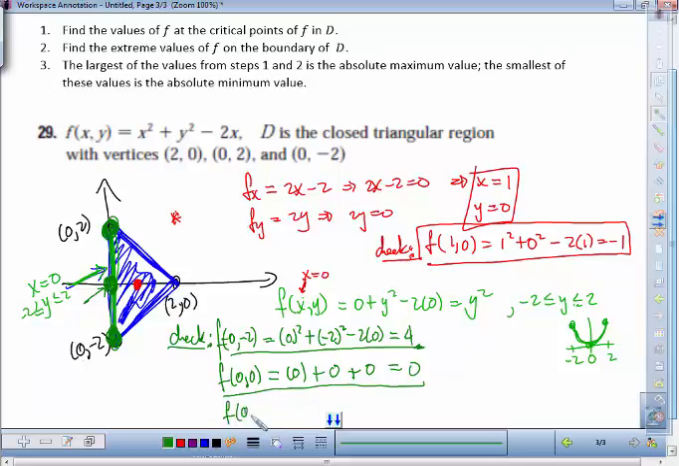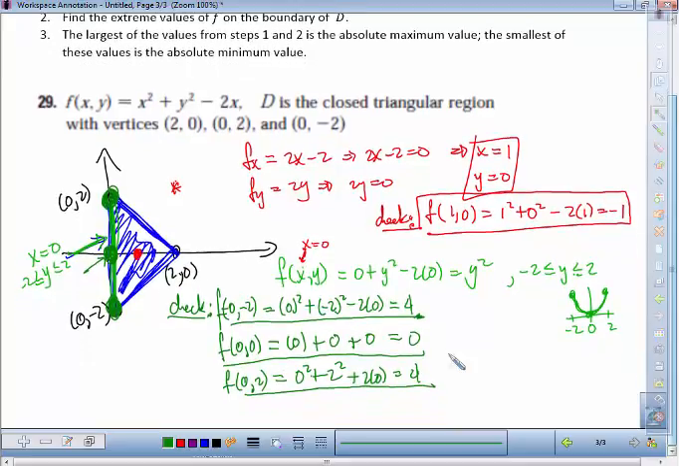f of (0, 2): 0 squared plus 2 squared plus 0 is equal to 4. So it looks like I have another 4 value there. So they look like they're going to be my good candidates for the maximum. All right. I have 2 more sides to check. So let's start with this side over here.